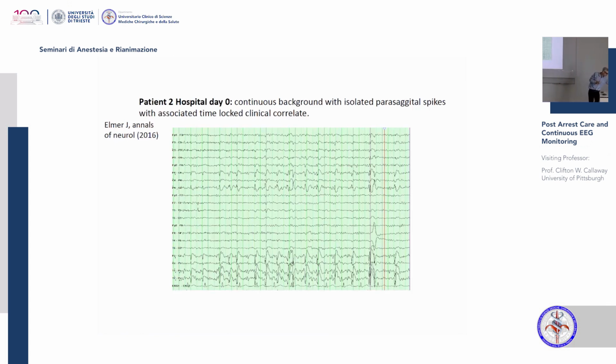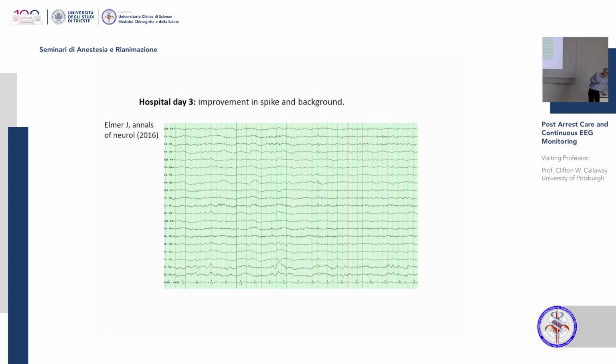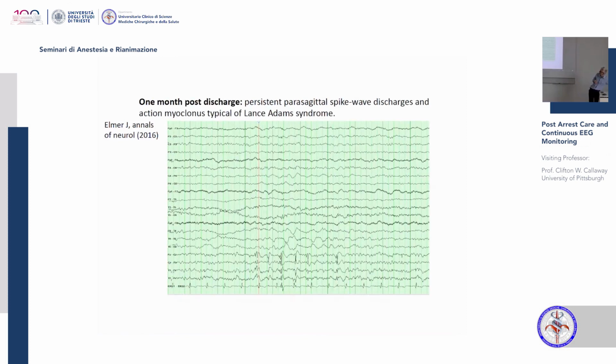It's not all suppressed. And over time, this person improves and has good-looking EEG and awakens. One month later, they still have those discharges. The pathology is still there, but this person is now awake outside the hospital and may actually still have symptoms from it.